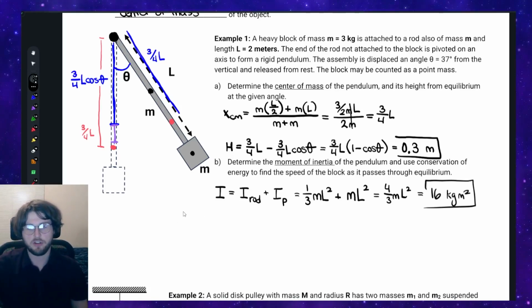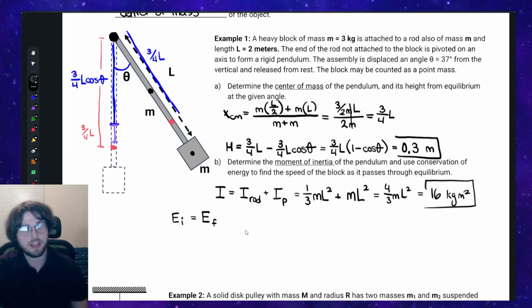The final step here is to use conservation of energy to figure out the speed of the block as it passes through equilibrium. We're going to have to first find the rotational speed, and then we can use that to figure out the linear speed fairly easily. So conservation of energy just means that we need to figure out the total amount of mechanical energy up front, and we know that that should be equal to the total amount of energy at the end.